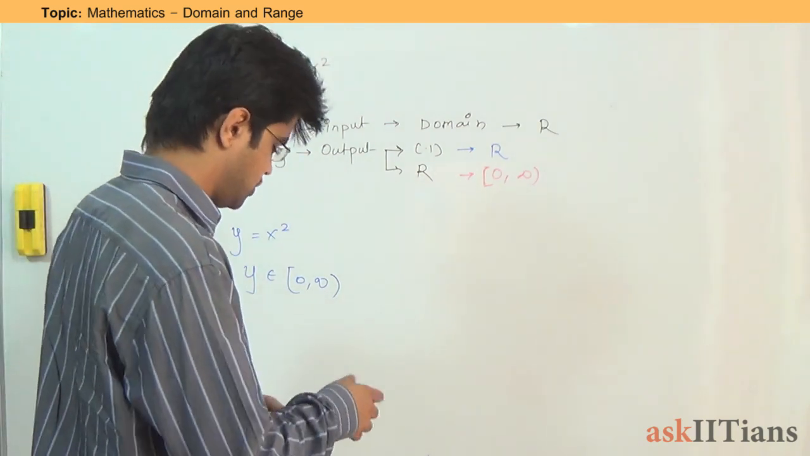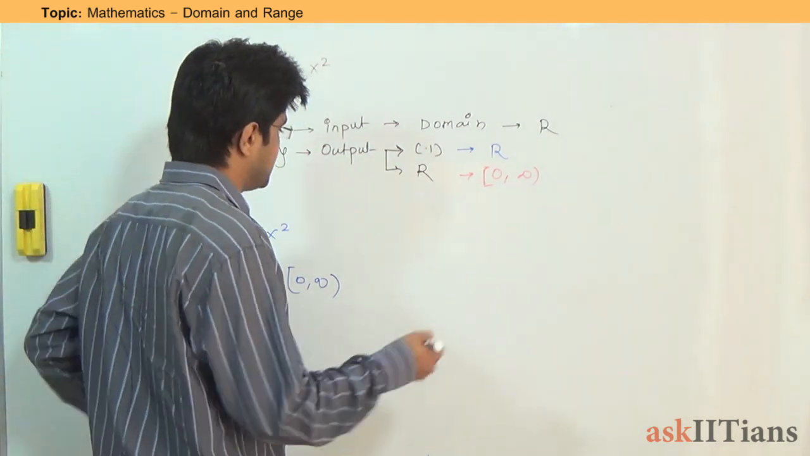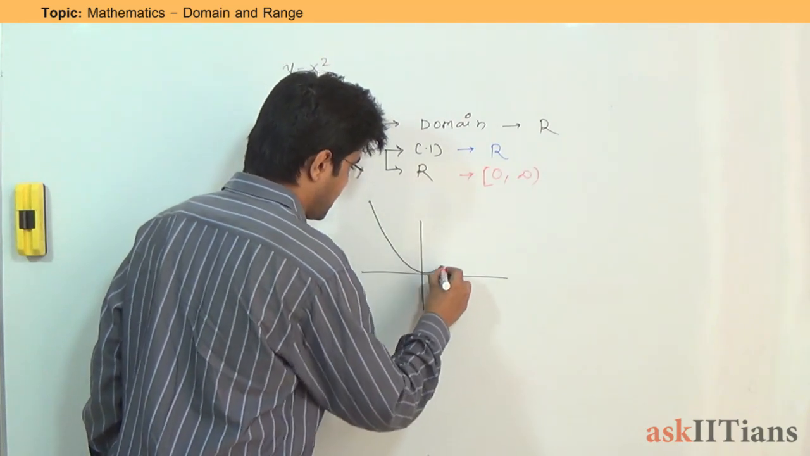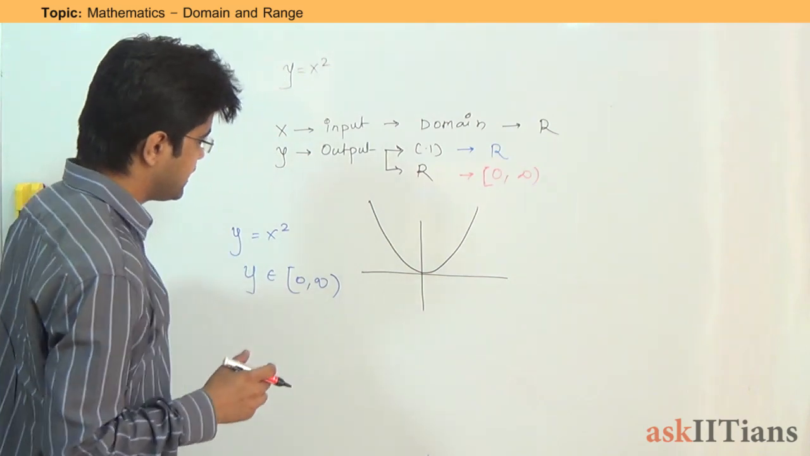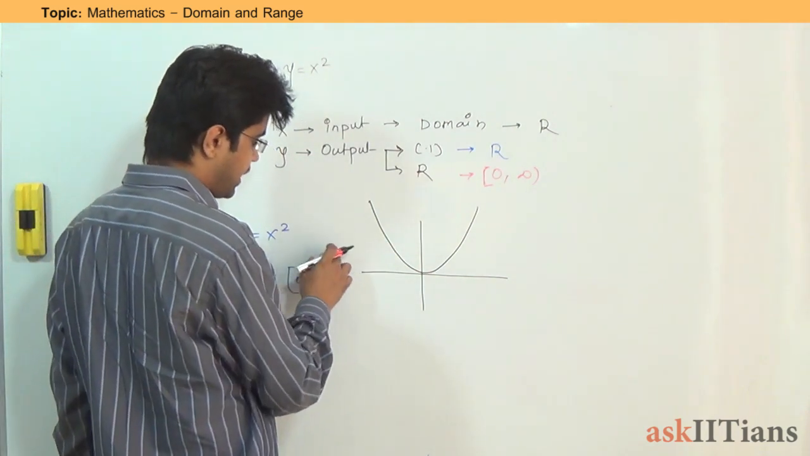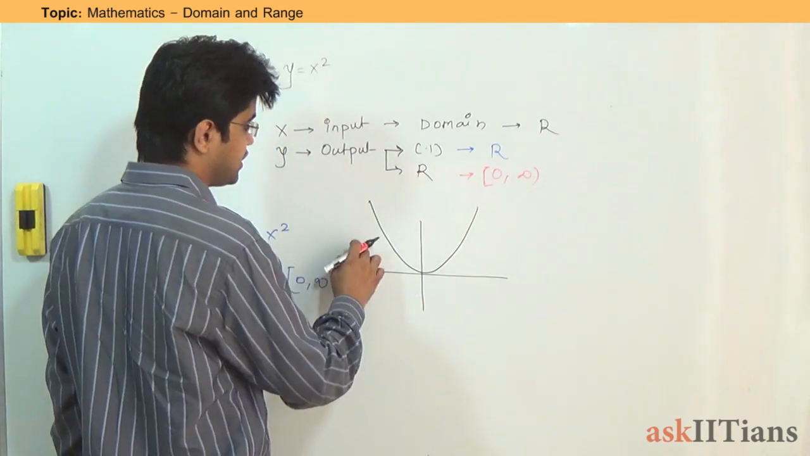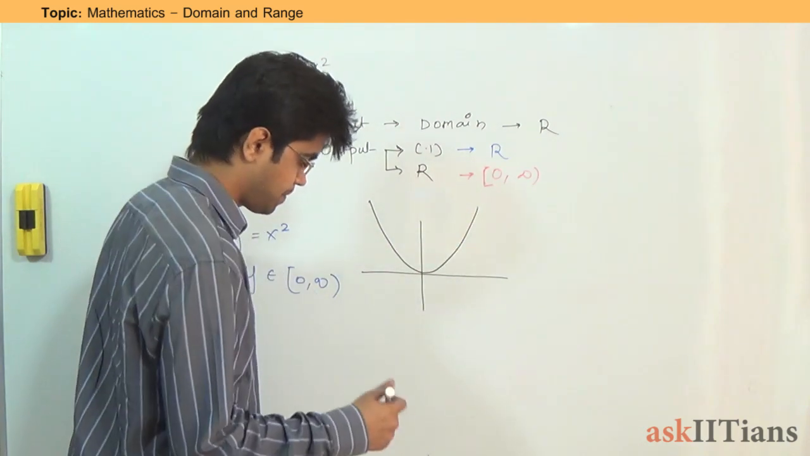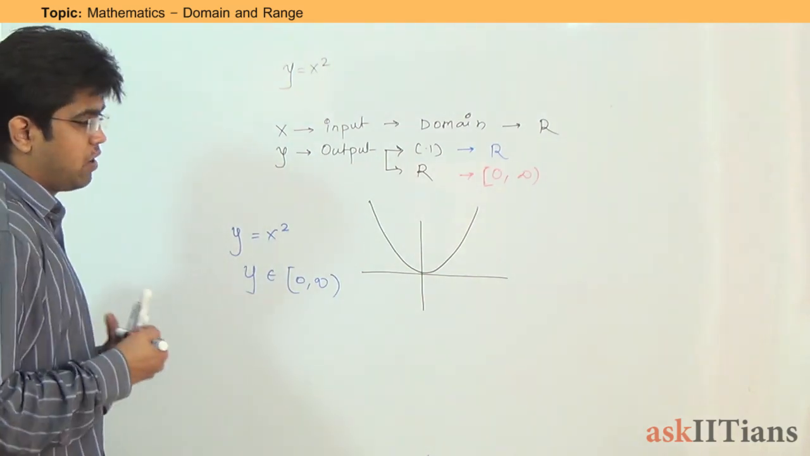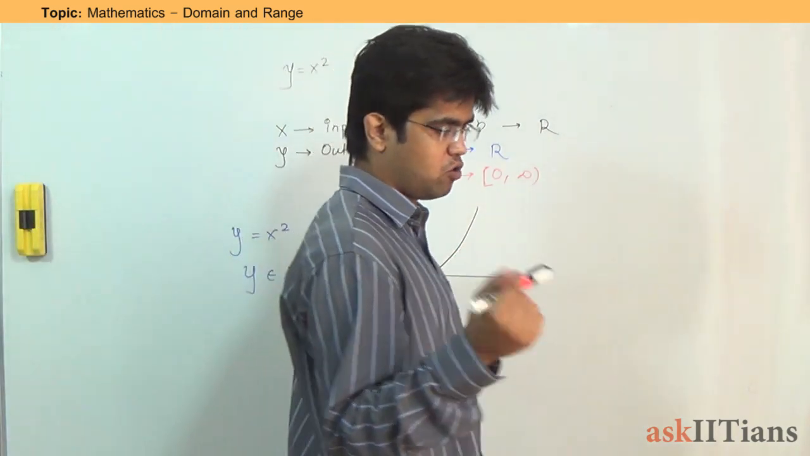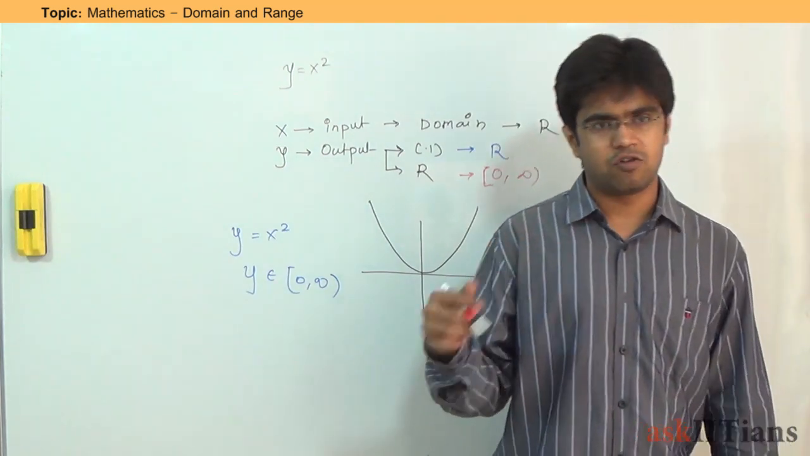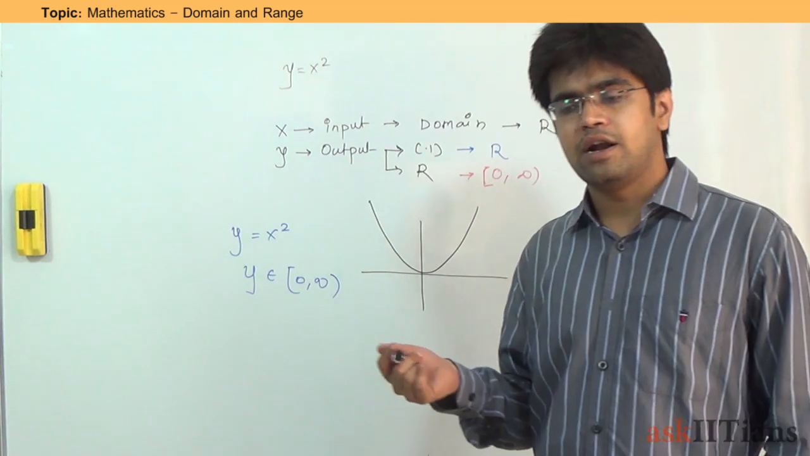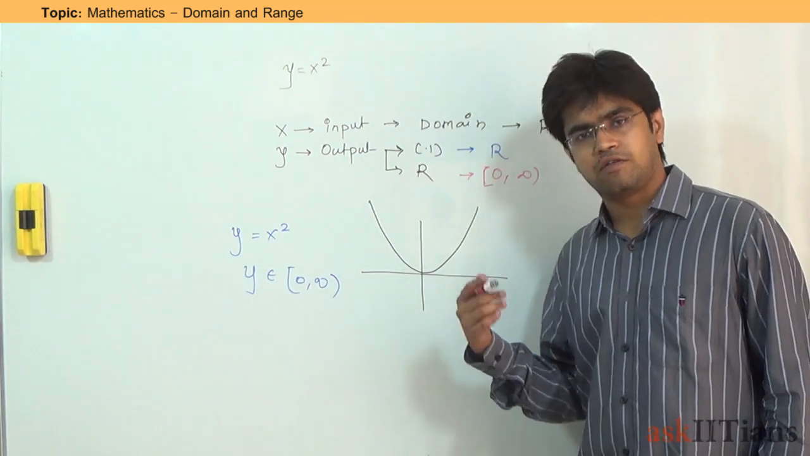Now, graph comes in very handy in finding out the range and domain. How? y equal to x squared. The graph is like this. We can see that it will be taking all the values of x, whether positive or negative, but for y, it will be taking only positive values, no negative values. Now, in order to find the domain, you have to put in values and think about which are the valid inputs and which are the valid outputs and which are not.